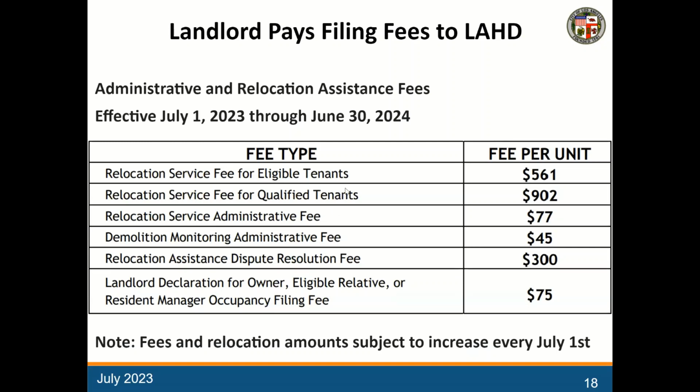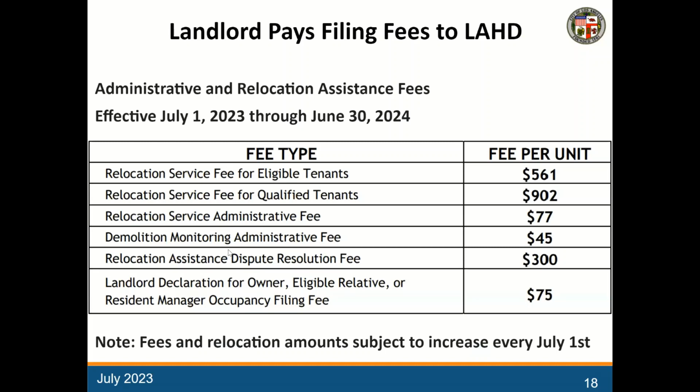is involved. If you recall, I discussed the difference between qualified households and eligible households and mentioned how qualified households do get higher relocation amounts because they have either a disabled person, an elderly person, or a minor child living in the unit. These type of tenancies require additional services, and therefore it includes a higher rate that the owner has to pay for these services. For qualified tenants, it's $902 per unit, and for eligible is $561 per unit. Additionally, a landlord has to pay a $77 filing fee administrative fee that goes to the department.